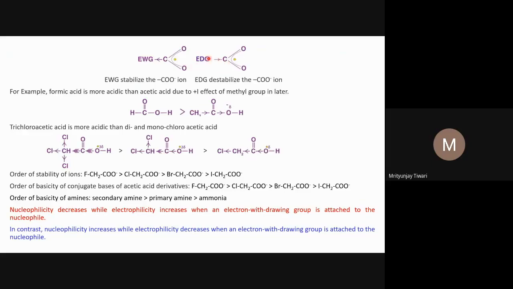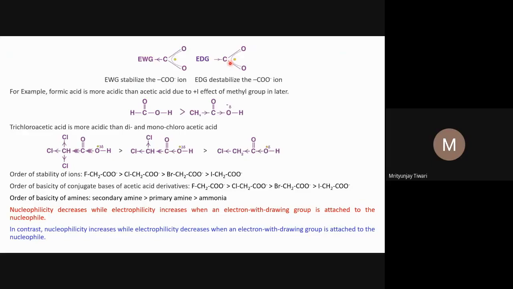Now, if an electron donating group is attached to this, meaning a group which can cause a plus I effect, what happens? It will push electron density towards the carbon, in this direction, and so the electron density at this carbon will accumulate. It will increase, and if the electron density or the charge density increases, the stability of this group will decrease. So an electron donating group destabilizes the carboxylate ion. This is just one example we have seen.